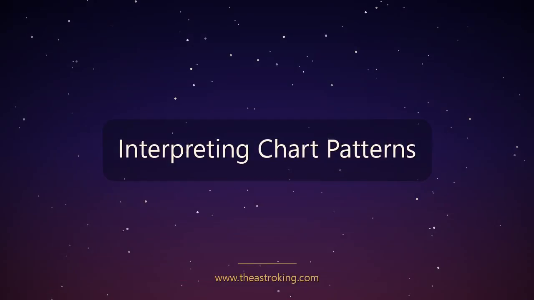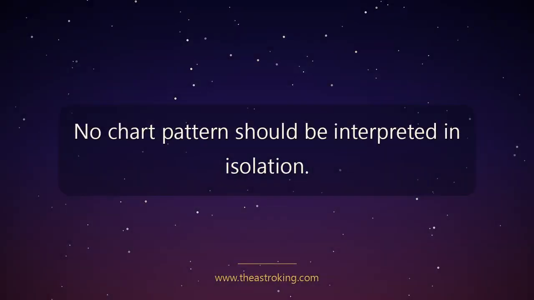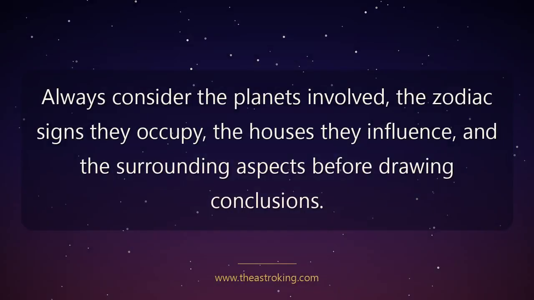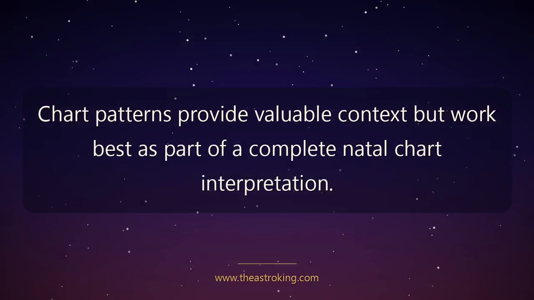Interpreting chart patterns. No chart pattern should be interpreted in isolation. A grand trine in fire signs carries a different meaning than one in water signs, while a stellium in the 10th house influences life differently than a stellium in the 4th house. Always consider the planets involved, the zodiac signs they occupy, the houses they influence, and the surrounding aspects before drawing conclusions. Chart patterns provide valuable context, but work best as part of a complete natal chart.